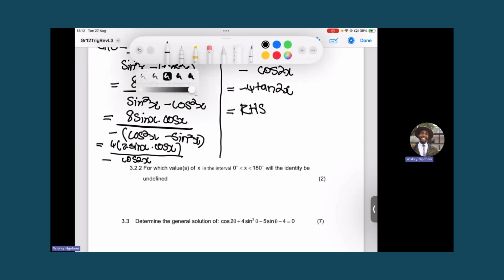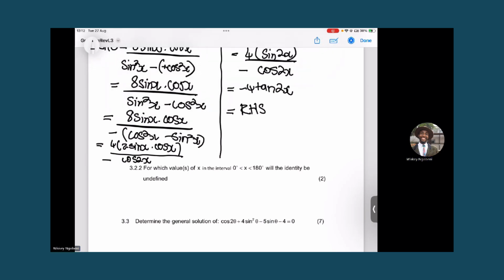So this builds from our understanding of fractions. Say you have a fraction a over b, this will be undefined when b is equal to 0, right? When the denominator is equal to 0.